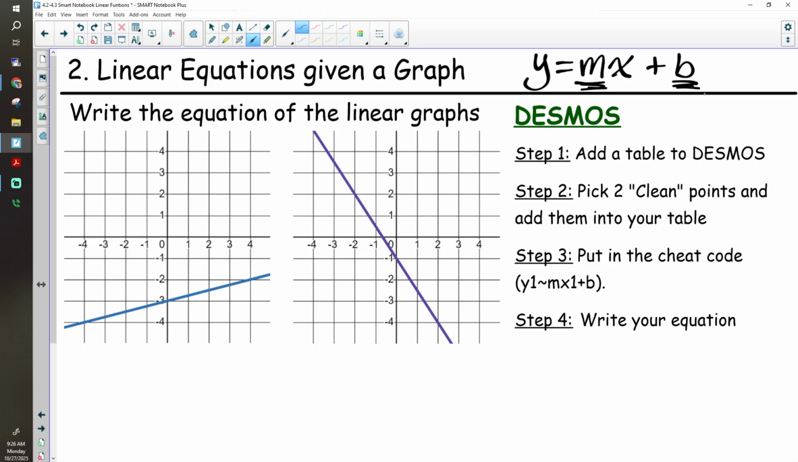You want to see both? I'm going to do the first one by hand. I'm going to do the second one with my steps for Desmos. I don't care which way you do it. Do the way you get right.